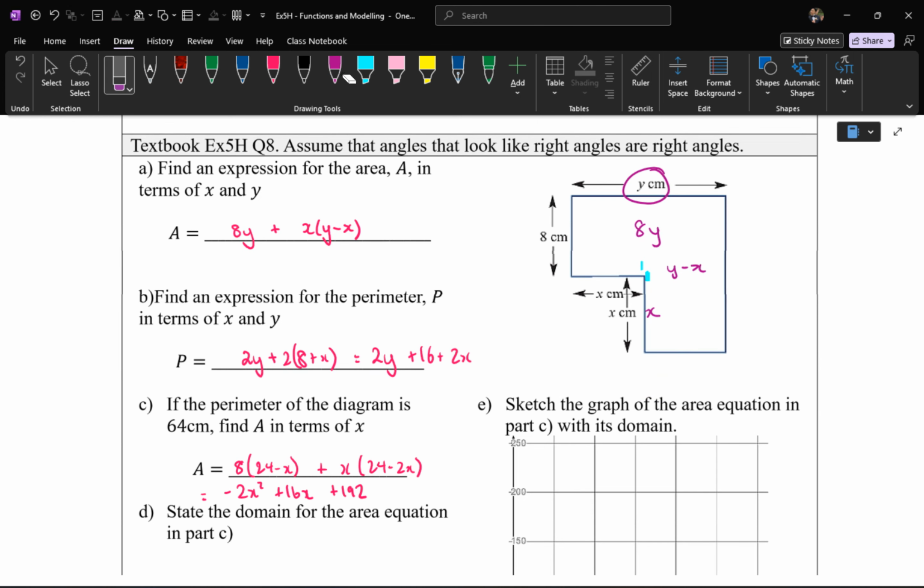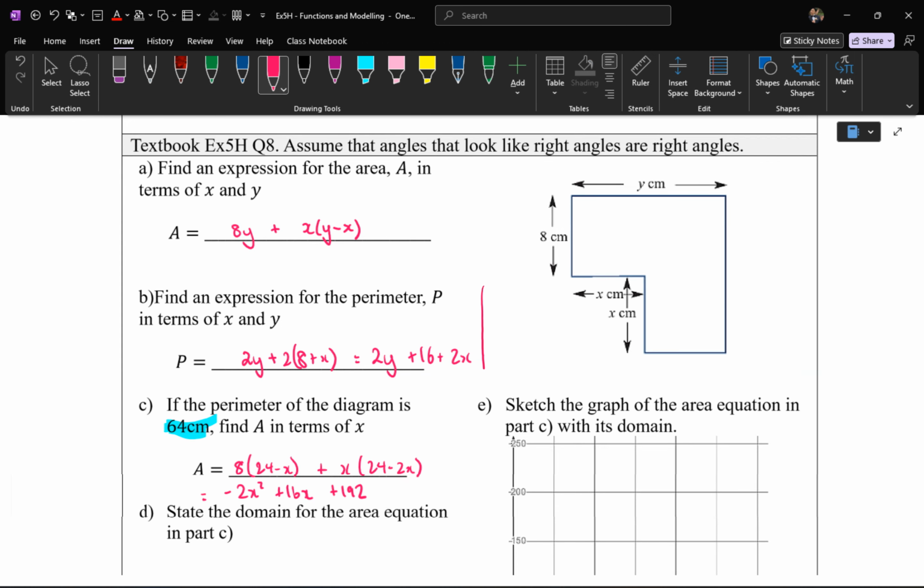Whatever method you used, you should get the same answers I got here. The next part is the key part. They said, find A in terms of x. So now I don't want any y's in my area if the perimeter is equal to 64.